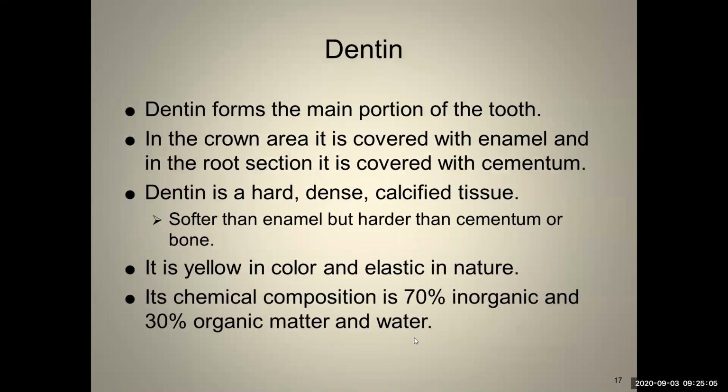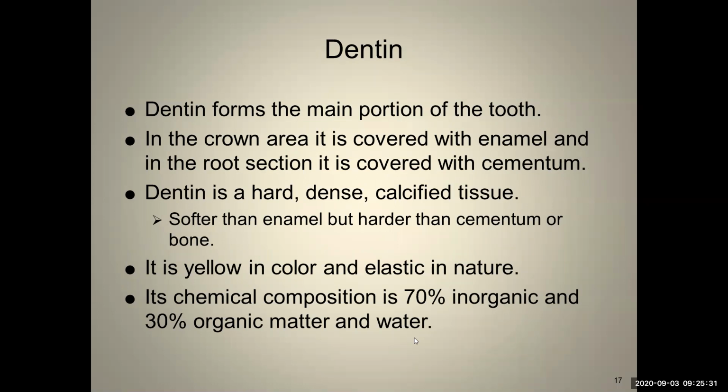Then underlying the enamel is the dentin, and that forms the main portion of the tooth, makes up the bulk of the tooth. In the crown area, it's covered with the enamel, and in the root section, it's covered with cementum. The dentin is hard, it's dense, and it's considered a calcified tissue. Yet, it's less calcified than the enamel.